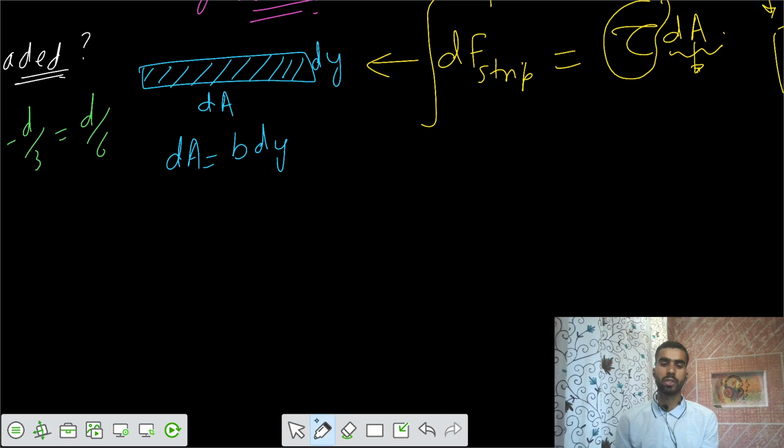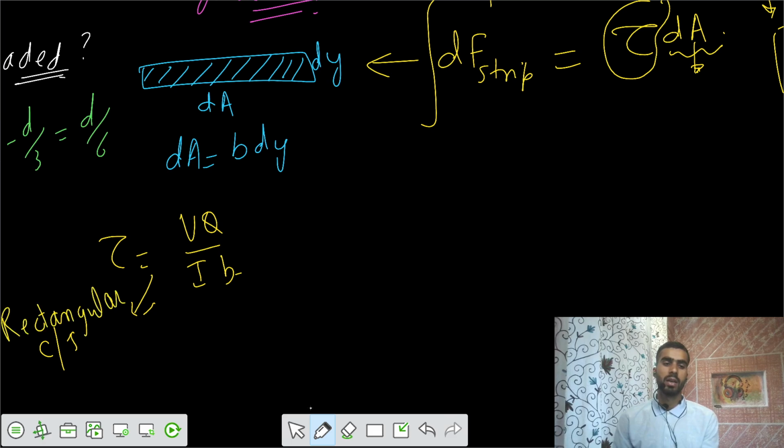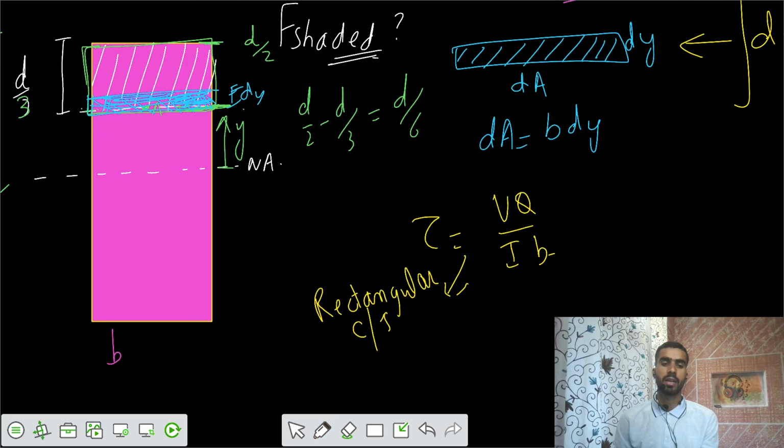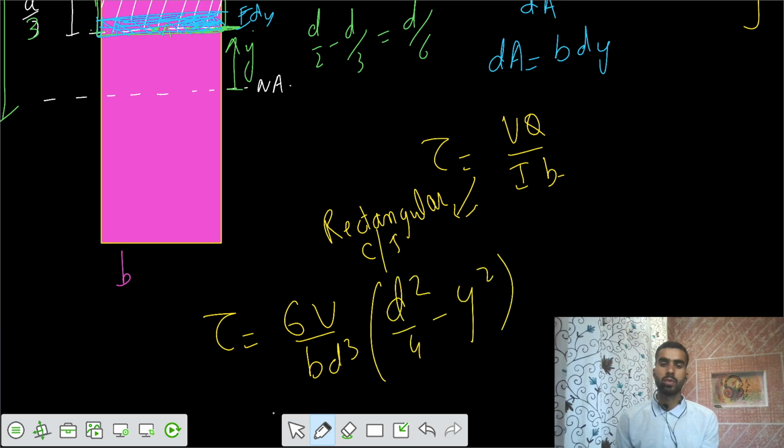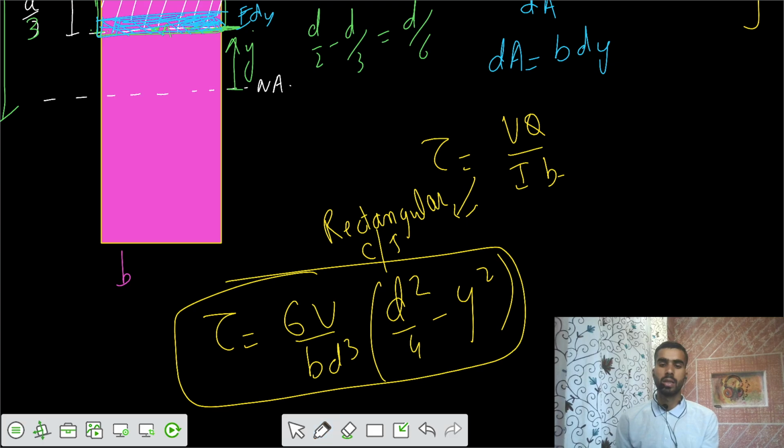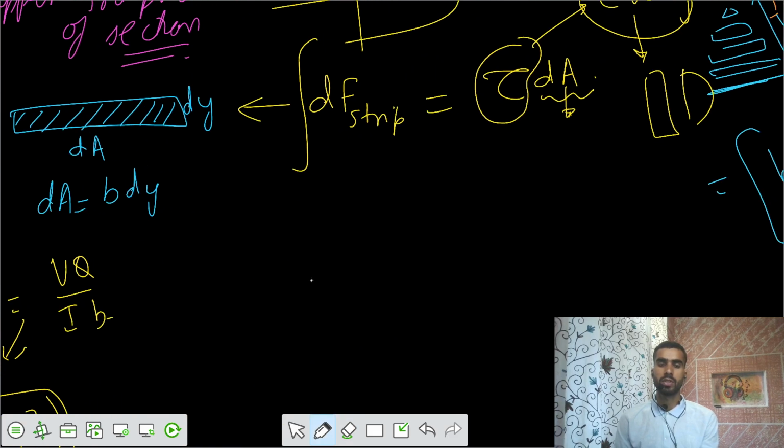We know that the equation of shear stress equals VQ by Ib, but in terms of a rectangular cross section, we have one equation that we derived. What is the equation? Tau equals 6V by bd cube times (d square by 4 minus y square). This is the equation. Now you substitute the value here. The shear stress equals, so integral 6V by bd cube.